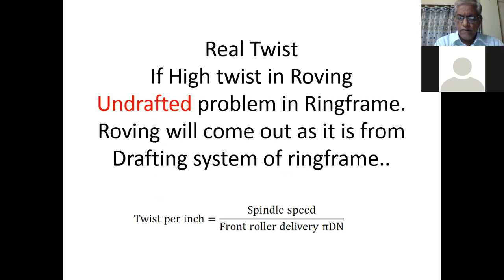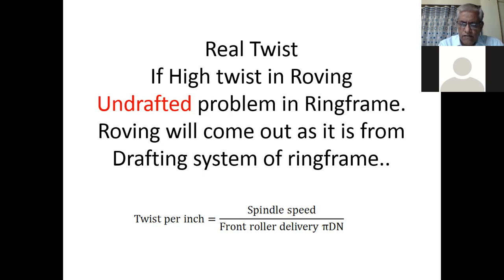First of all, what is the need of twist in simplex? If we do not apply twist in the roving, then it will not have sufficient strength, and we will not be able to wind the roving on the bobbin, and it will not be possible to transport the material from simplex to the ring frame. So some minimum strength should be there in the roving, so that it can be easily transported to the next machine, the ring frame.